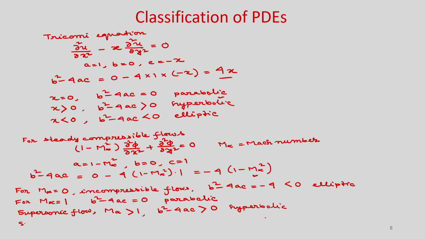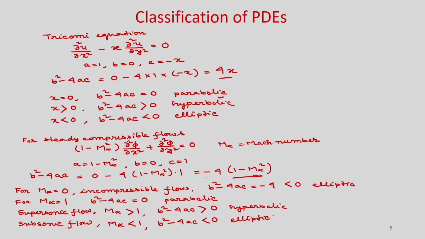And if you consider subsonic flow, so it will be M∞ less than 1. Okay. So if M∞ is less than 1, then in this expression 1 minus M∞² itself will be positive and b² minus 4ac will be negative. So that means b² minus 4ac will be less than 0. Okay. And it will be elliptic in nature.